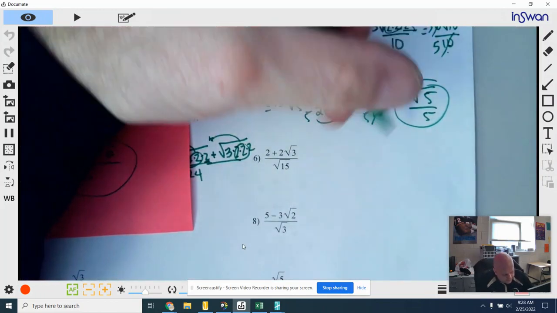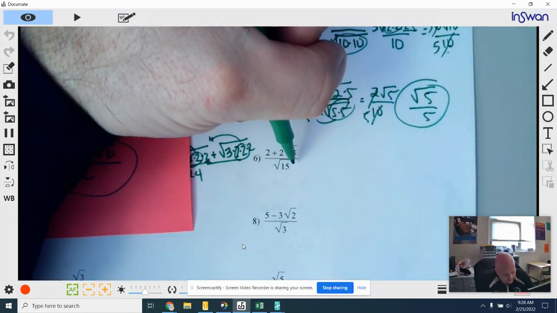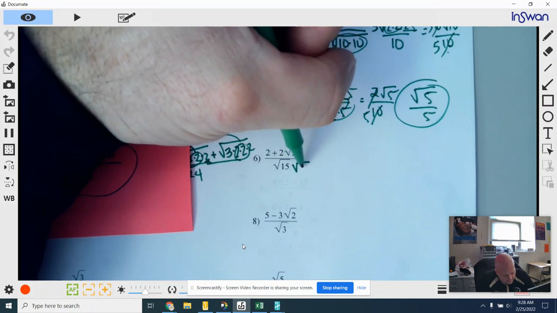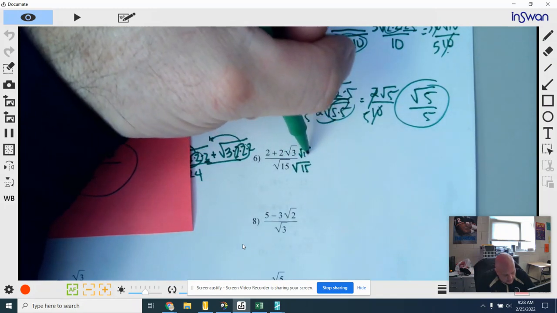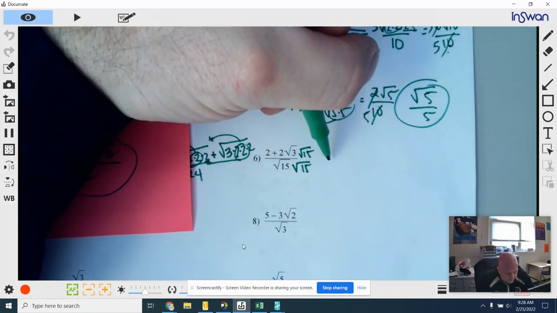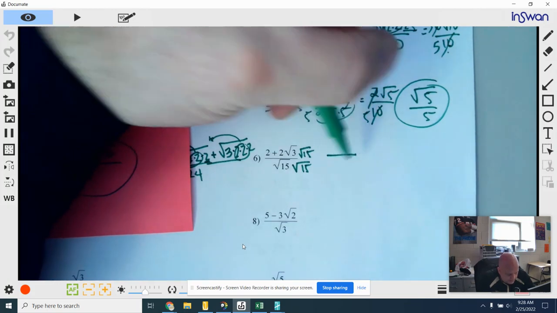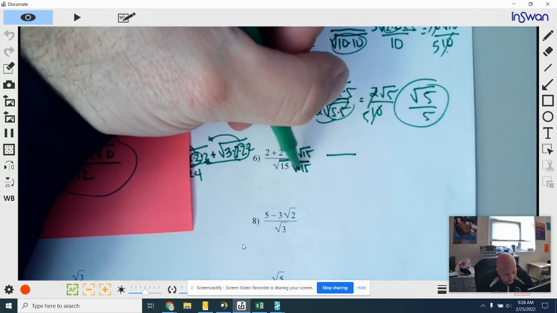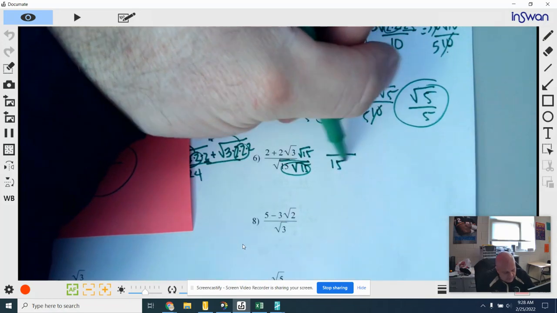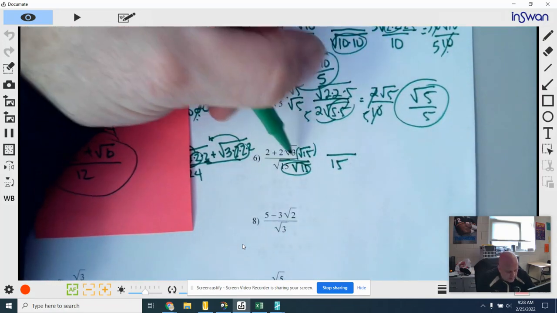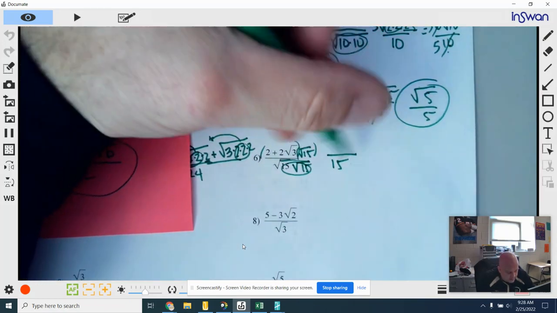Okay, number 6. I see on the bottom, I have this square root of 15, so I'm going to multiply by square root of 15 to everything. On the bottom, essentially what happens is, you just make one big one. Out comes your pair, which is just 15. Up top, we got distributive property going on.